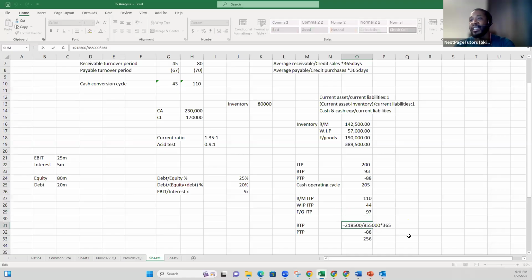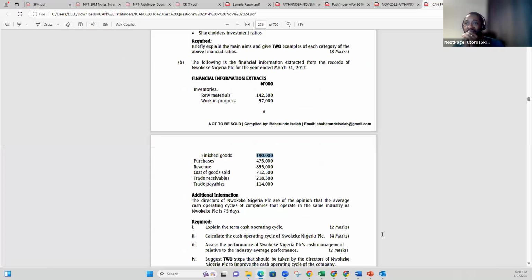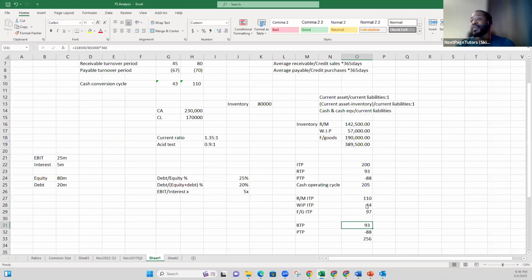So that 93 days. So how did you get this 88 days for payable days? So what did you do? Let's check that out. They got 88 days. How are we supposed to get that? Trade payables over cost of goods sold times 365. Do you want to confirm that? Or purchases. Purchases. Thank you. And that's basically it. So the moment you've gotten everything like this, you can sum it up to have your cash operating cycle.